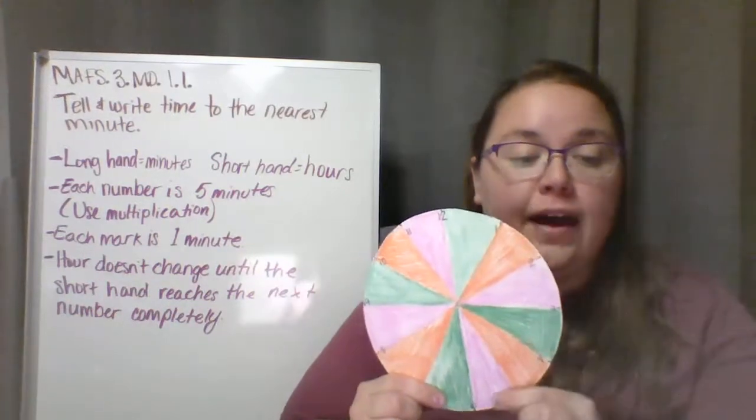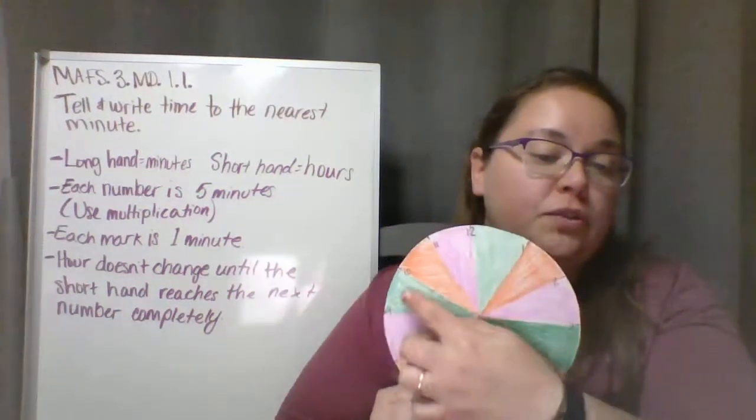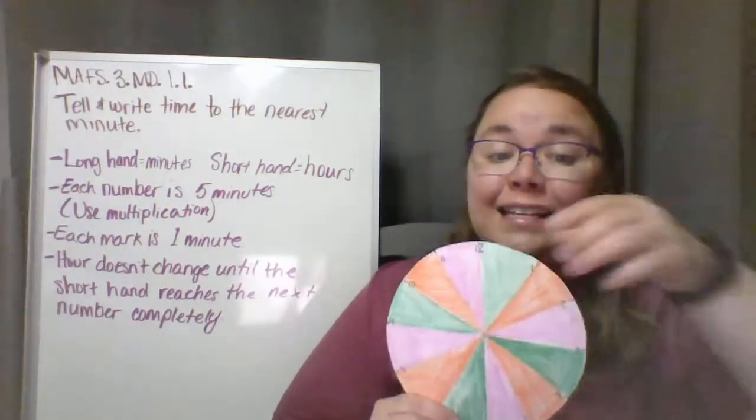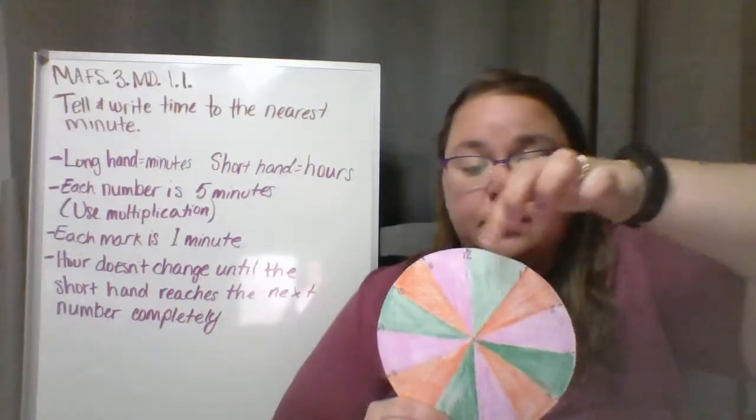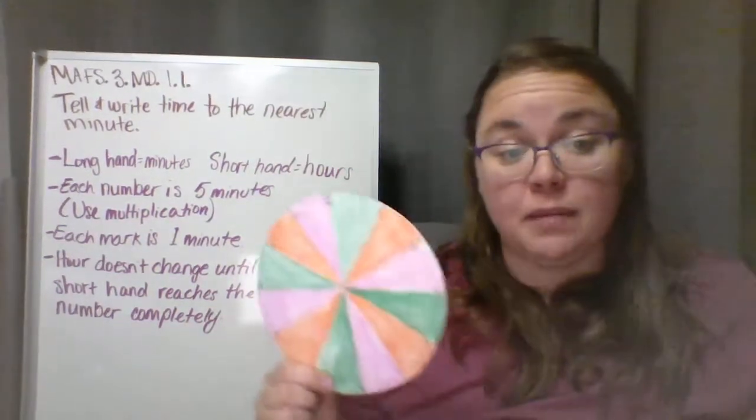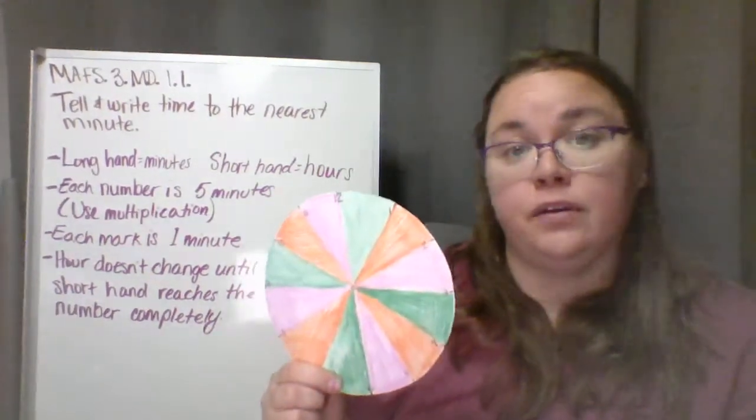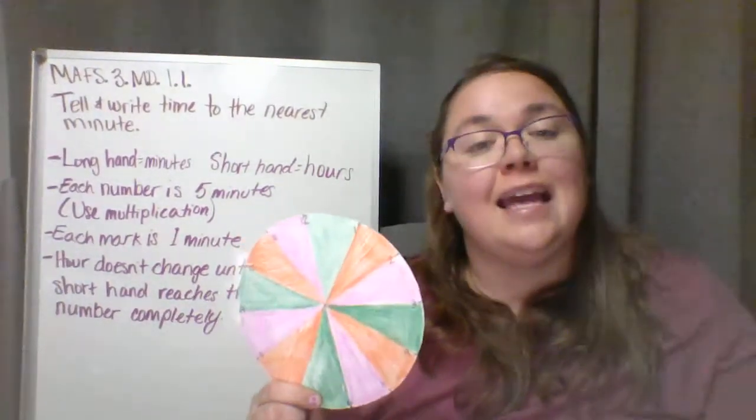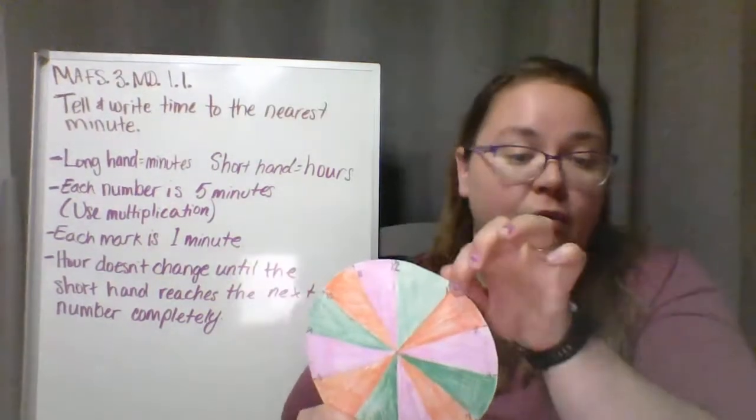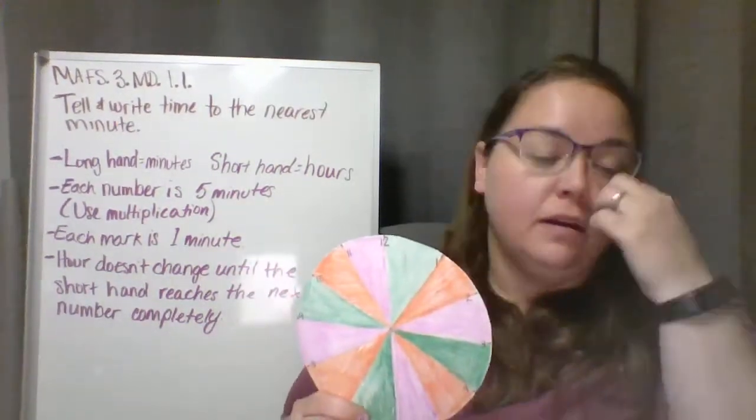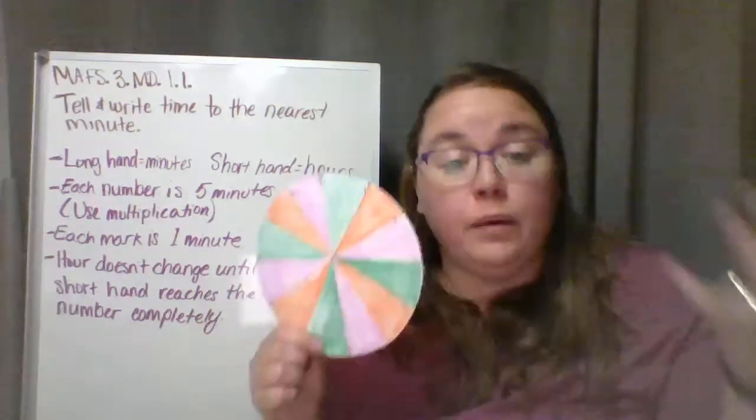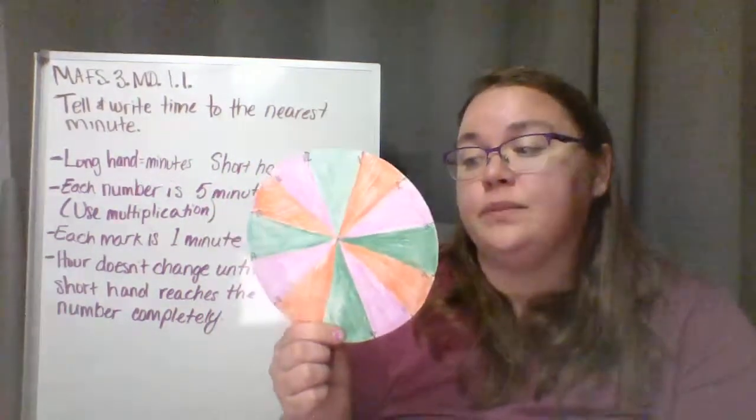Okay? So if that hour hand is stuck in between 2 numbers, unless you're talking about this zone right here between the 12 and the 1, you're going to go with the smaller number. If it's in between 2 numbers, you're going to go with the smaller number, unless it is in between the 12 and the 1, and then you're going to go with the 12. Okay? So I want you to do this, please. It's really going to help you.